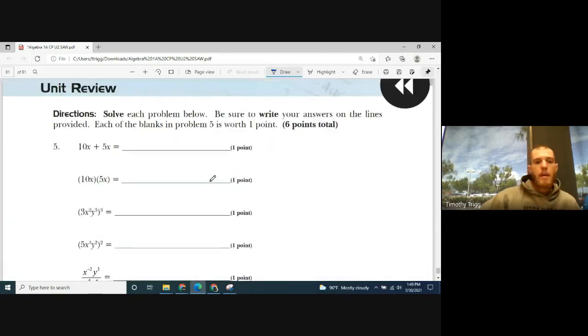Okay, next we're going to do this group here. So 10x plus 5x. Well, when they have the same variable here, you just add the coefficients. So 10 plus 5, that's 15x. So if I have 10 x's plus 5 more x's, that's a total of 15 x's.